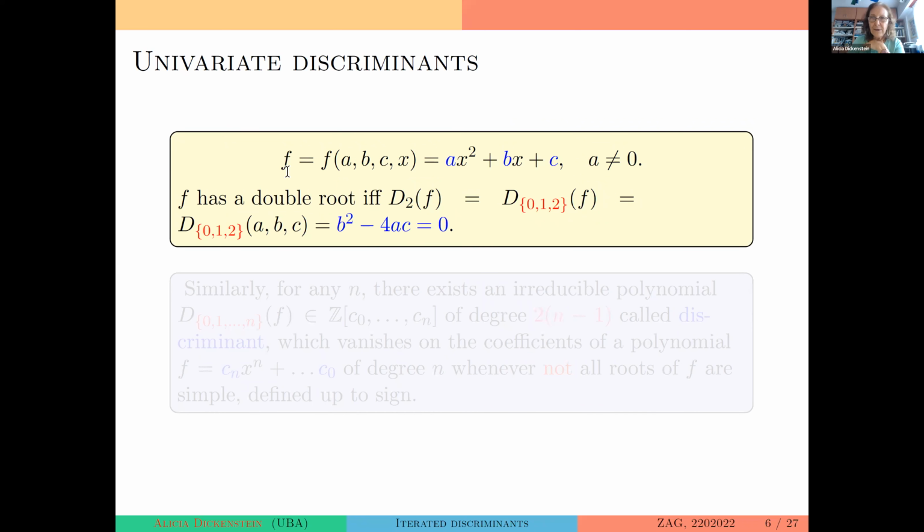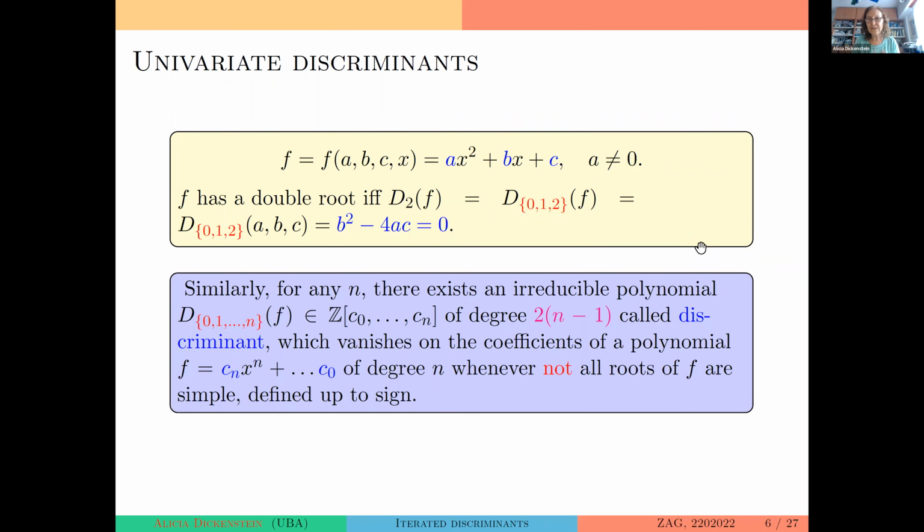Then a particular f has a double root if and only if the discriminant vanishes. We will say at the same time that it's a function of f or a function of the vector of coefficients a, b, c, and it is our beloved b squared minus 4ac. Okay, this is the condition.